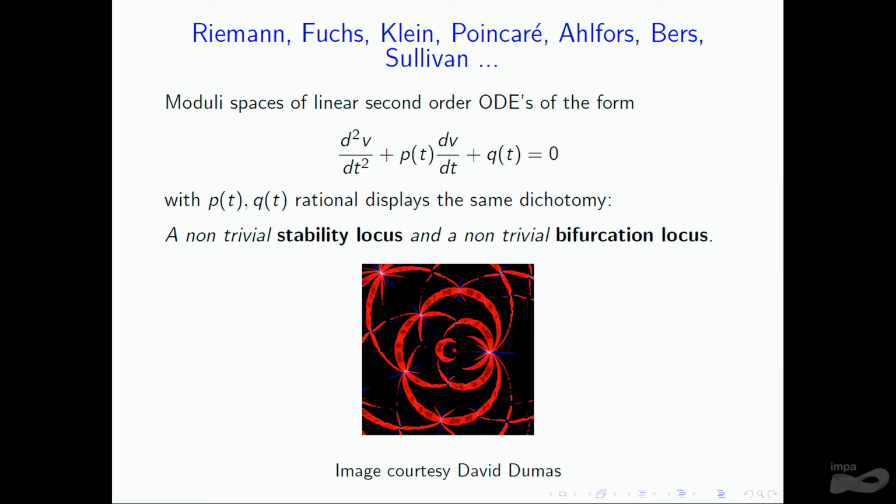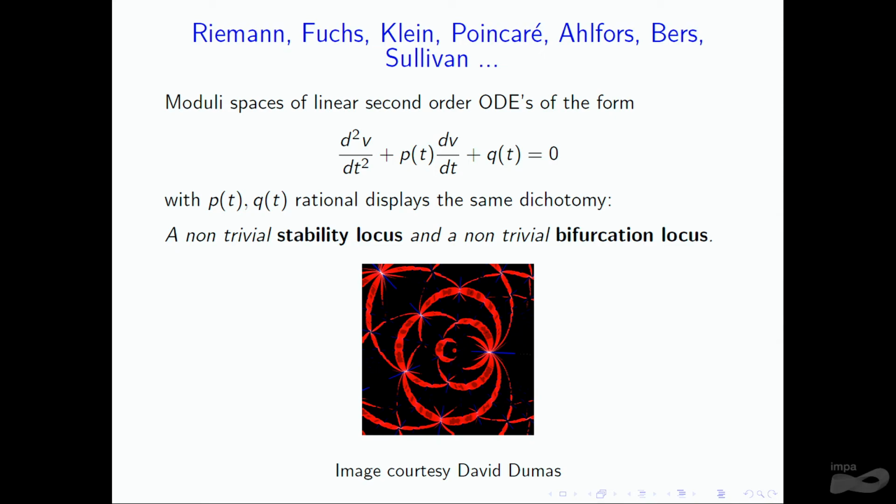So here in red, you get all the stability components. This is an image that has been produced by David Dumas. You can find it on his web page. There are plenty of other very nice pictures. So you have all these components of stability, and the black region is a region of bifurcation. It also has non-empty interior, exactly as in the theorem of Loray and Rebelo.